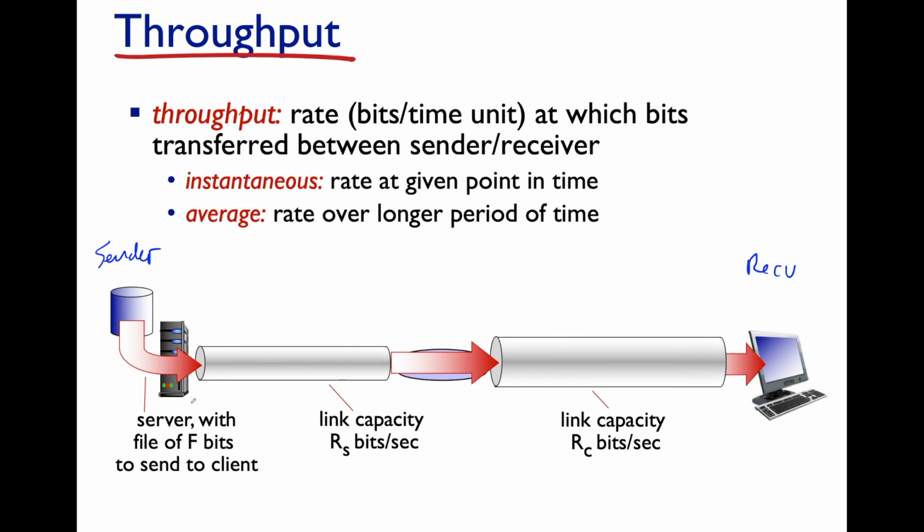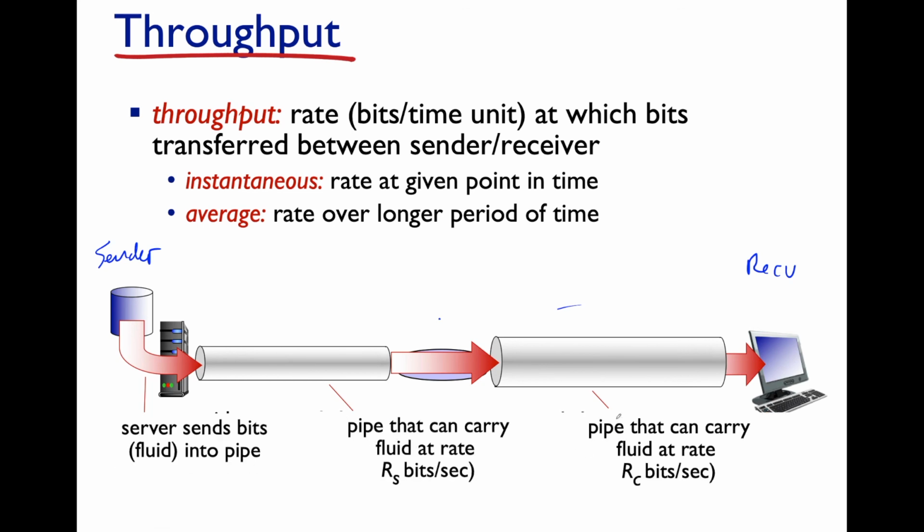So here we have a server streaming a file of F many bits that it wants to send back to a client machine. You have a link capacity, a bandwidth R sub S, bits per second, and that's for the link between the server and your router infrastructure. And then you have link capacity for the client to get from that router infrastructure down to the client machine. And it has a link capacity, a bandwidth of R sub C, bits per second. Now, of course, you can think of data as a fluid, and a server sends its fluid or its bits into the pipe at a certain rate at which its pipe can carry that fluid. Likewise, the link to the client from the router, it's like a pipe, and it can send fluid at a rate R sub C, bits per second.